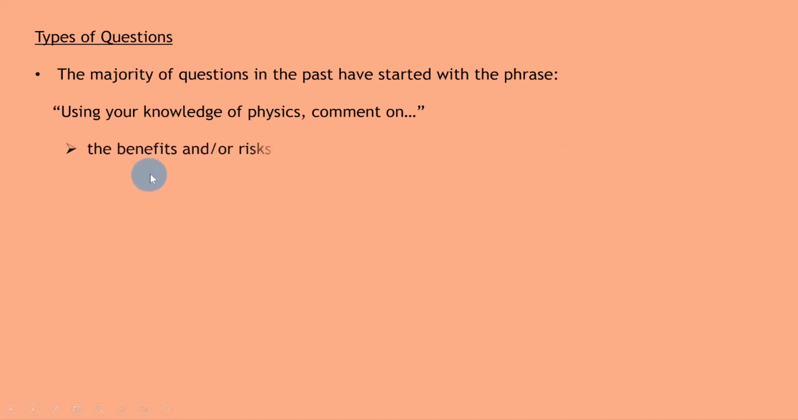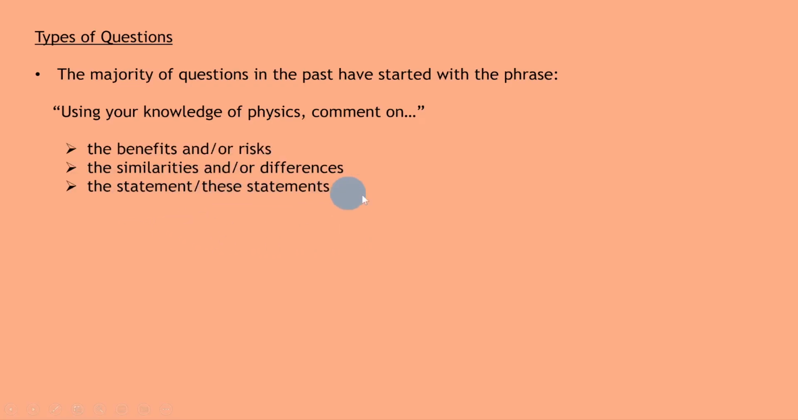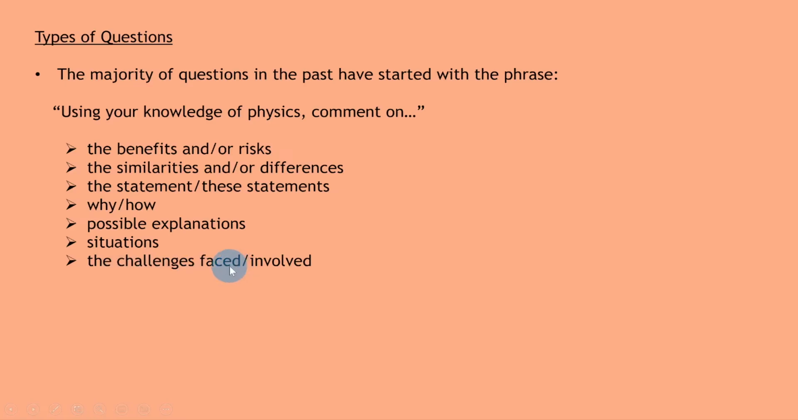You might be asked to comment on the benefits and/or risks of something. You might be asked to comment on the similarities and/or differences between the statements, or these statements if they give you more than one. So it could be statements made by a pupil or a teacher, for example. You could be asked to comment on why something happens or how something happens. You could be asked to comment on possible explanations for something happening. You could be asked to comment on situations. You could be asked to comment on the challenges faced or involved in a certain situation. You could be asked to comment on the suitability of the design. So there could be a sort of experimental setup, for example, that you have to comment on. You could be asked to comment on possible factors.